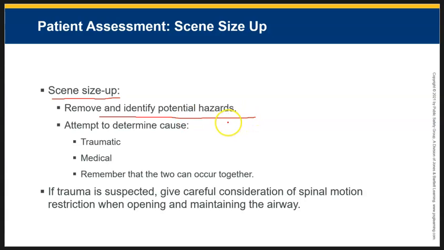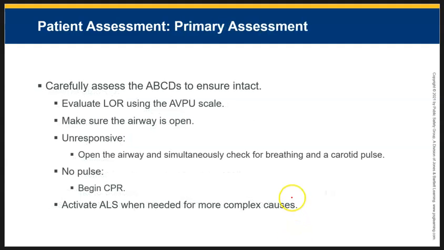Part of that scene size up is to think about the MOI or the NOI, traumatic injuries, MOI, medical things, nature of illness, but understand that they can occur together. If trauma is suspected, make sure that we consider spinal motion restriction as we evaluate the MOI. We move on to our primary assessment, making sure that ABCDs are addressed, any life threats.